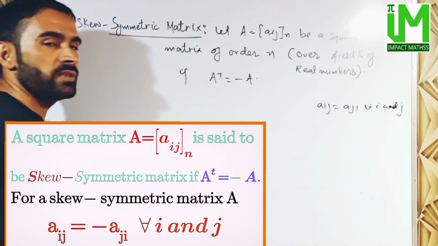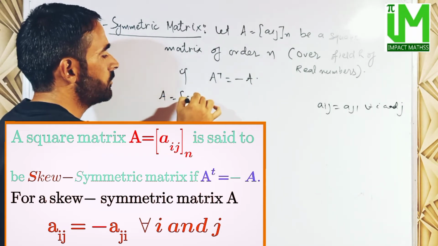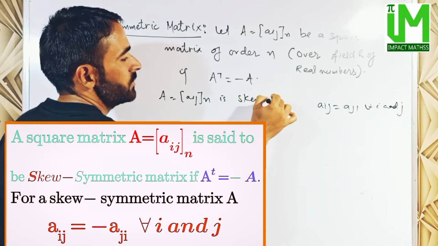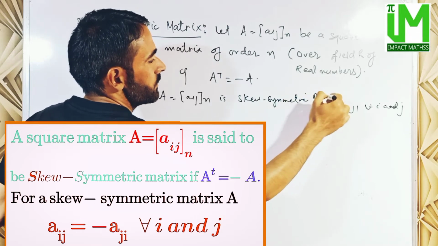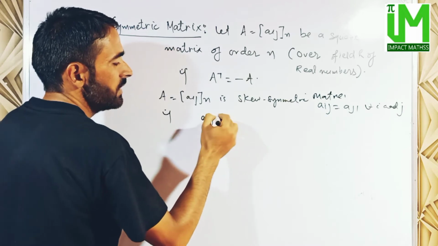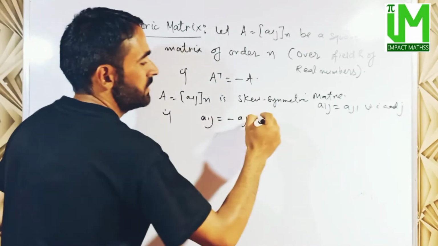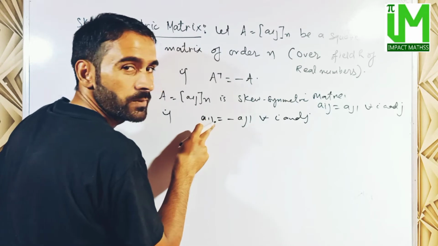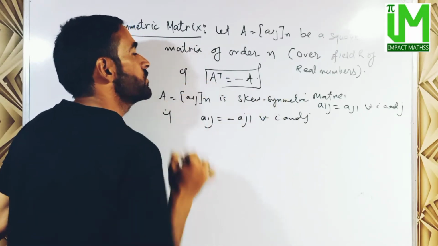But यहाँ पे elements की जो property है we have, so we say A is equal to aij of order n is said to be Skew-Symmetric Matrix if aij is equal to minus aji for all i and j. So यहाँ पे elements aij has to be equal to minus times aji. Again this definition is the necessary and sufficient condition as well.